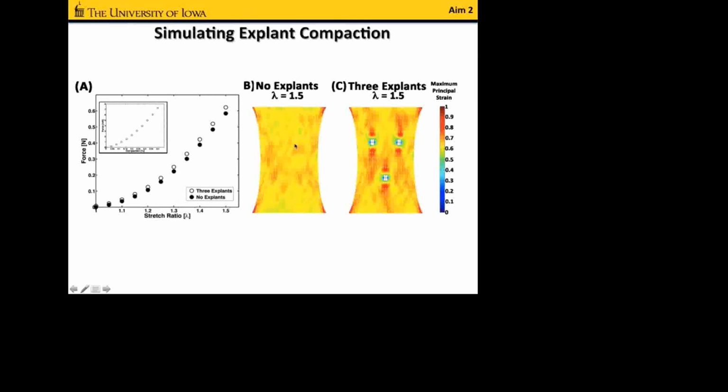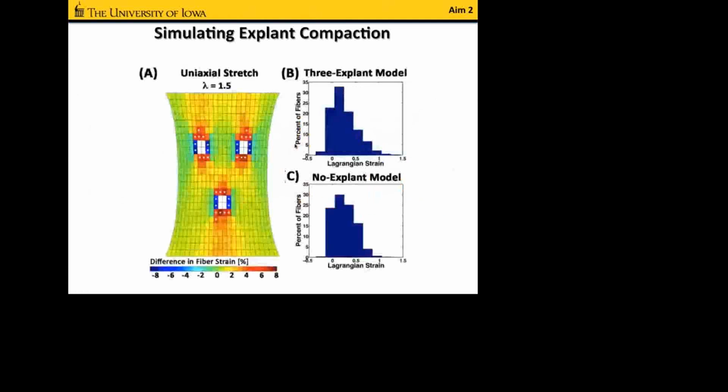If we look at the difference between the no explant and the explant and see where we're seeing large differences in the strain field, the regions with dots are giving you an idea of where that is, and it's not a surprise that it's around where the explants actually are. And then this is just showing the fiber strain distributions for the regions where we have the dots, and you can see that the profiles are different from each other.